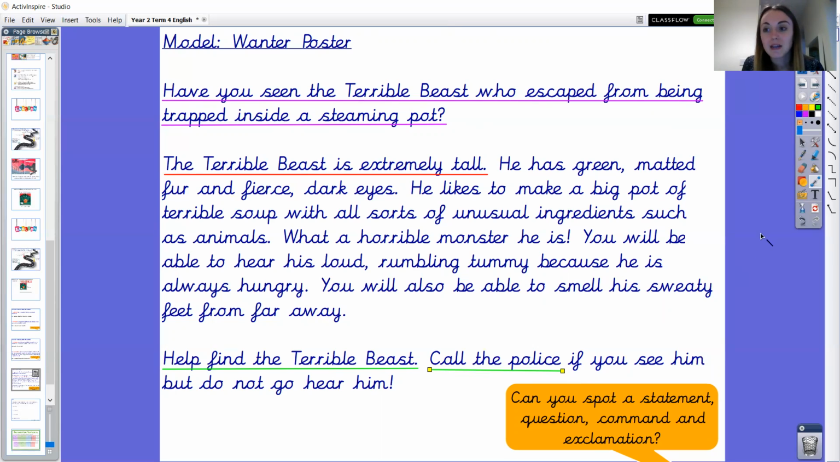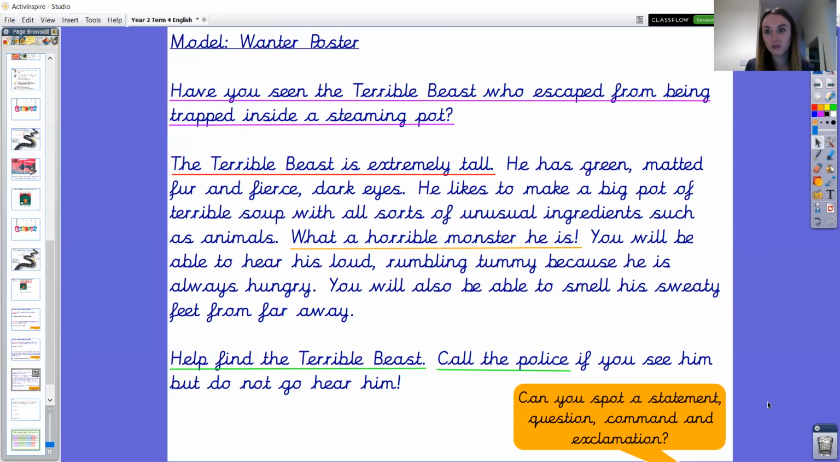Now thinking about an exclamation, you might have spotted the exclamation mark with this one. So the exclamation sentence that I have used is what a horrible monster he is. So horrible monster is the subject, that is the thing. And is is the verb, okay? So a verb of being. So what a horrible monster he is. So we have our subject, which is the horrible monster, and is, which is the verb.